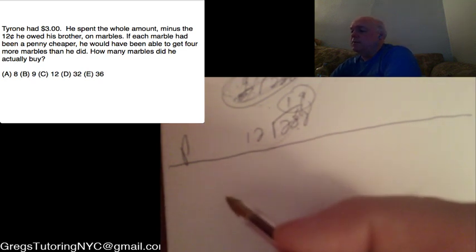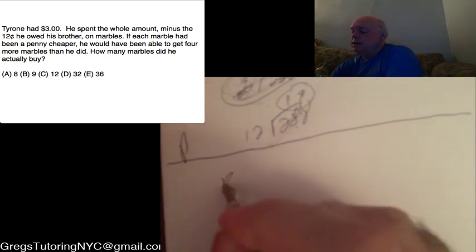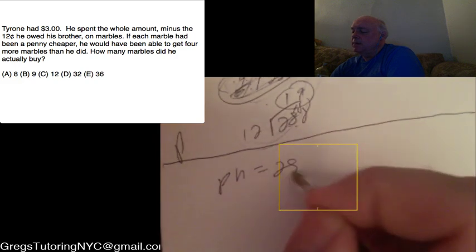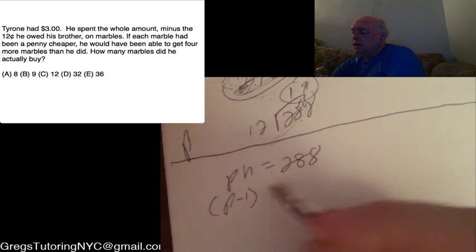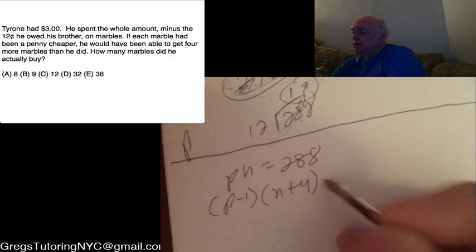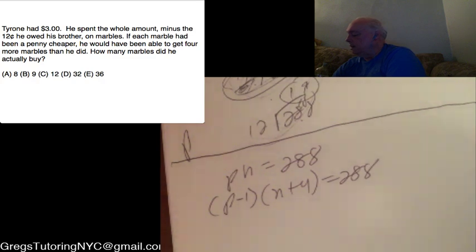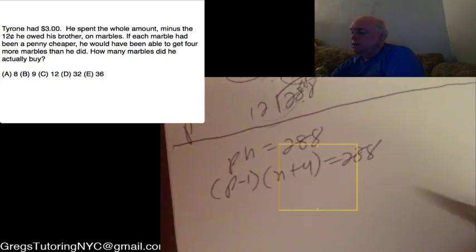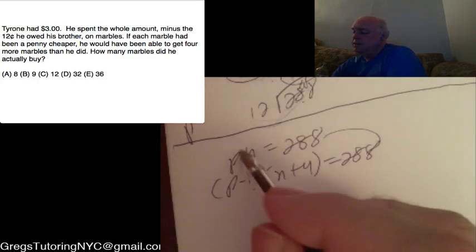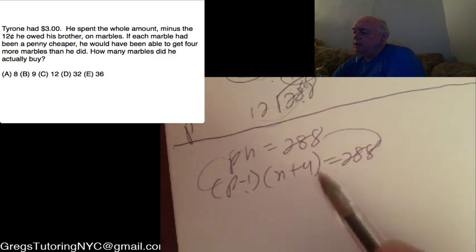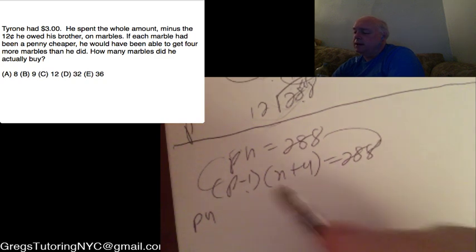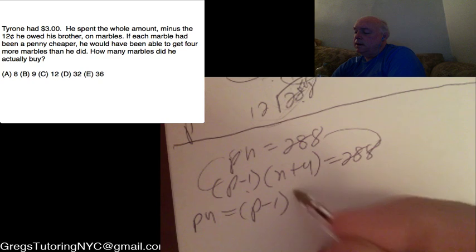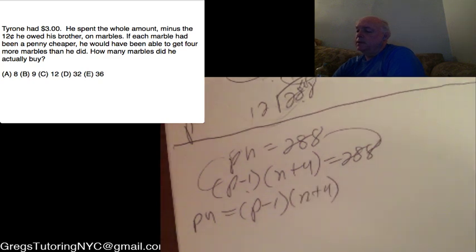The first is to get back to the original thing that P times N is 288. All right? And we also have the P minus 1 times the N plus 4 equals 288 as well. Right? So since these are equal, that means this top and the bottom must be equal. So we can say Pn equals P minus 1 times N plus 4. All right?